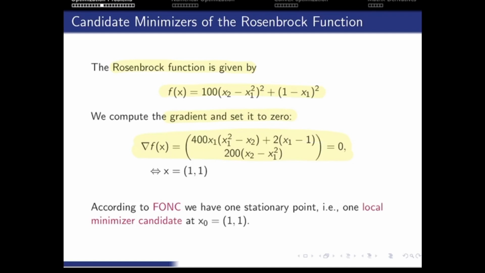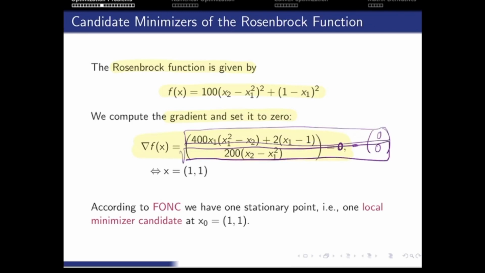And if we set this gradient to 0, so this is the vector 0, the first term here has to be 0 and the second term has to be 0. And then we have a system of not linear equations but of equations, which we can actually quite easily solve. How to do that is also written down in the math PDF. And then we get one candidate for our local minimizers, which is the point x0 equal to (1, 1). So according to FONC, we have one stationary point. That means that we have one local minimizer candidate at this point.